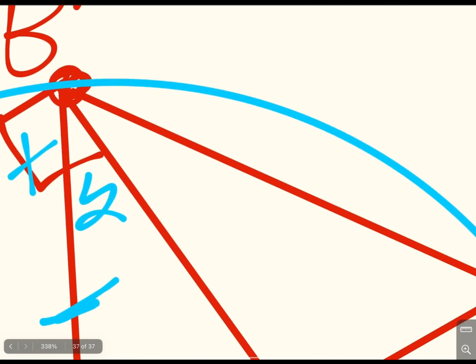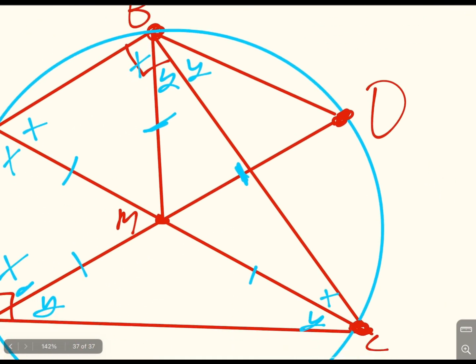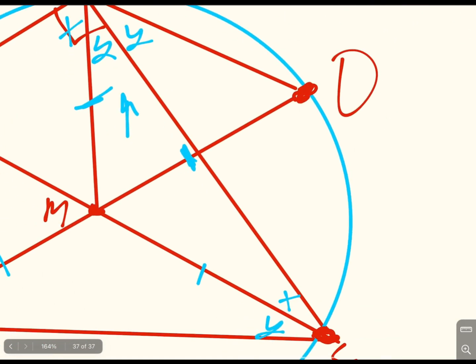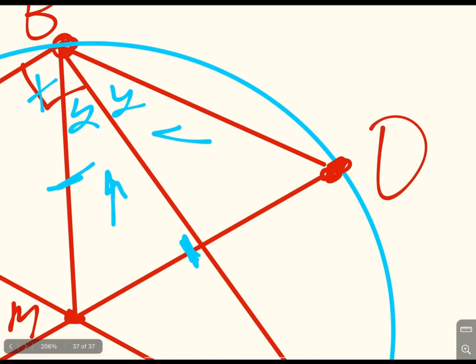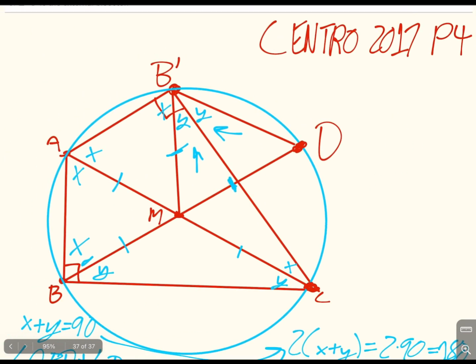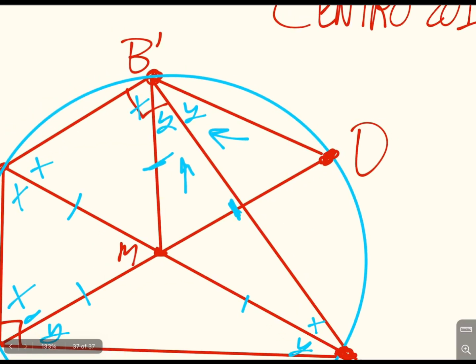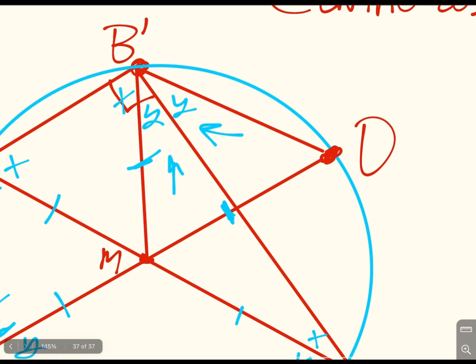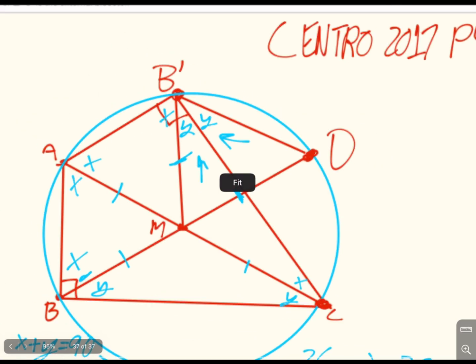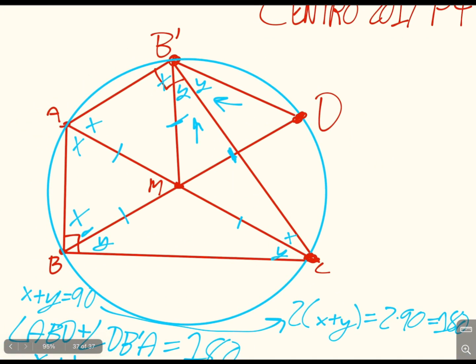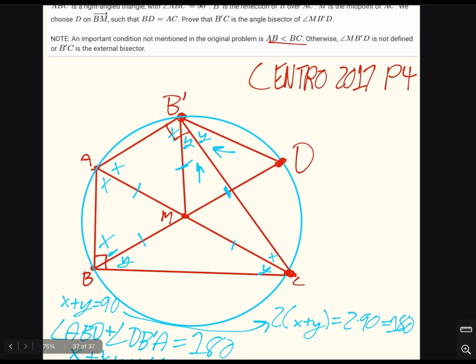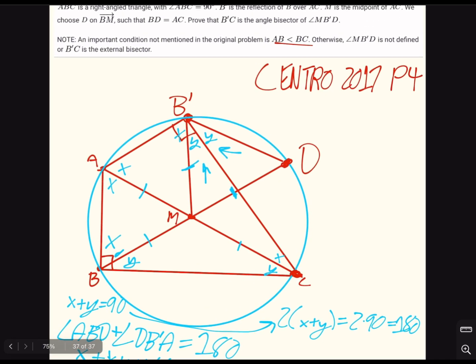So this is y, and this means that angle MB prime C is equal to angle CB prime D, and this implies that the line B prime C bisects the angle MB prime D, because then angle MB prime D would be 2y. So that's basically it. We've proven what we needed to prove.